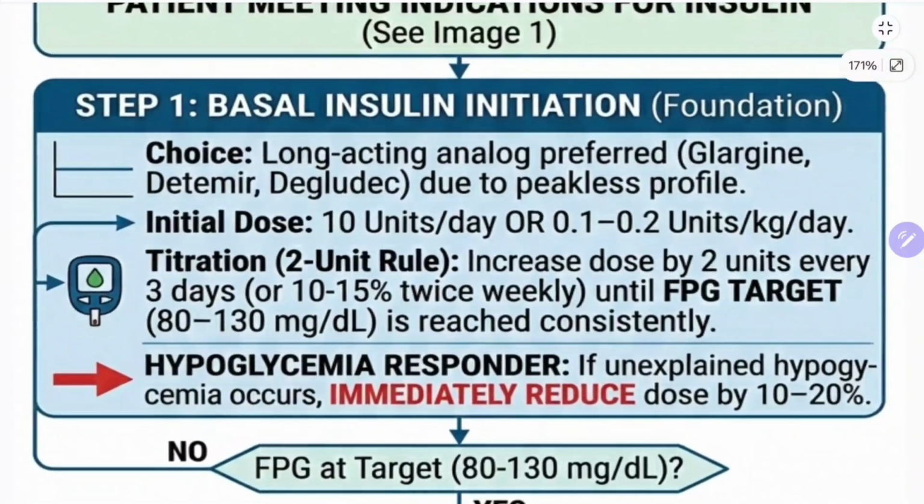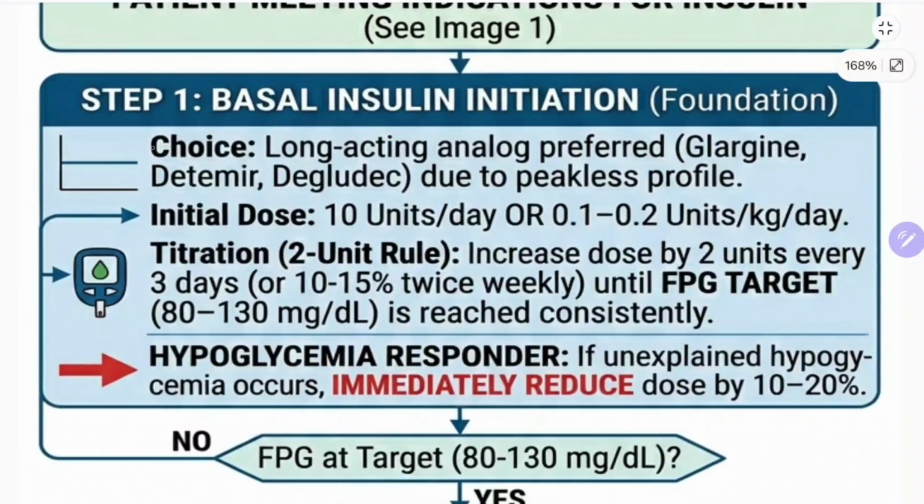So, basal insulin initiation, the foundation. First you will start basal insulin. Okay, how will you start? Choice: a long acting analog is preferred, like glargine U100, detemir, degludec. These are ultra long acting because they don't have a peak. That's why they are used as basal insulin.